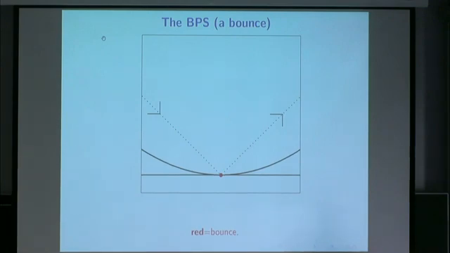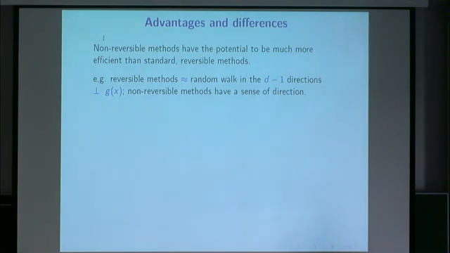So that's the Bouncy Particle Sampler, and it's continuous time. So what are the advantages of non-reversible methods? So I'd say, it's non-reversible. It's got a sense of direction. It knows where it's going, even if the posterior is completely flat. And that means you don't get the meandering random walk behavior. Okay?